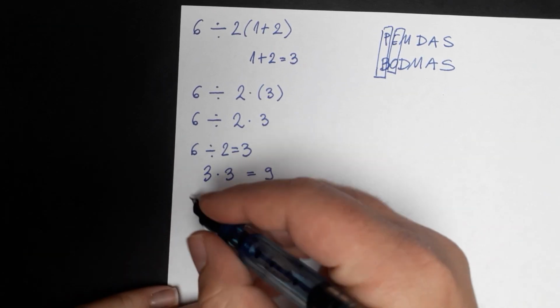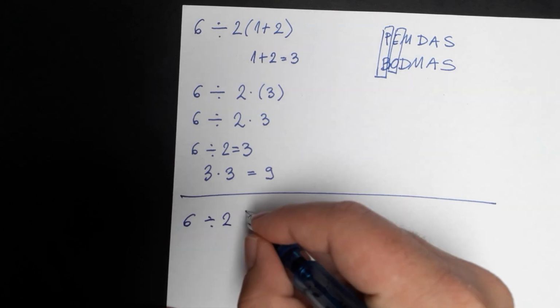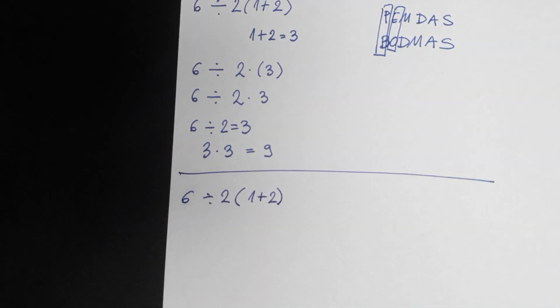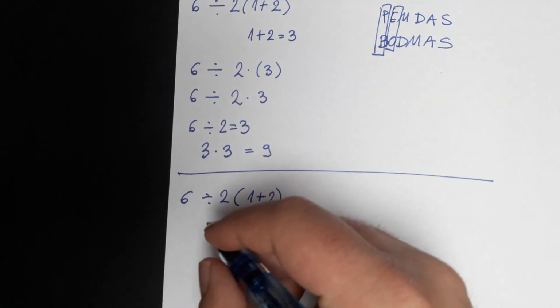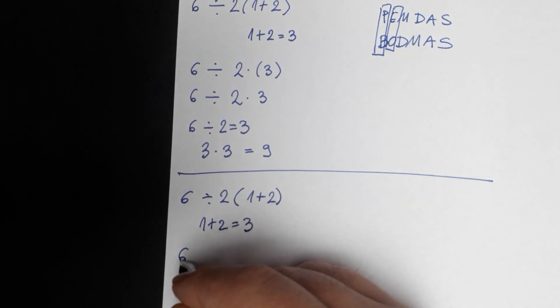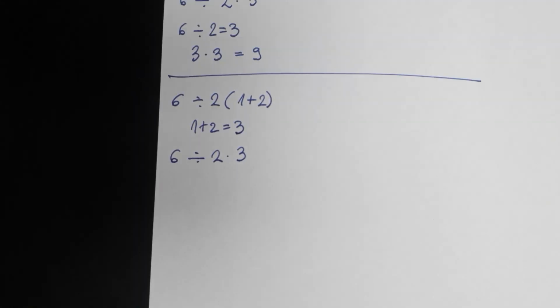So let's rewrite our problem. 6 ÷ 2(1 + 2). The first part of our problem is a parenthetical expression, and this has to be evaluated first. 1 plus 2 is equal to 3, and then our problem becomes 6 divided by 2 times 3. The debate then centers around the division symbol.